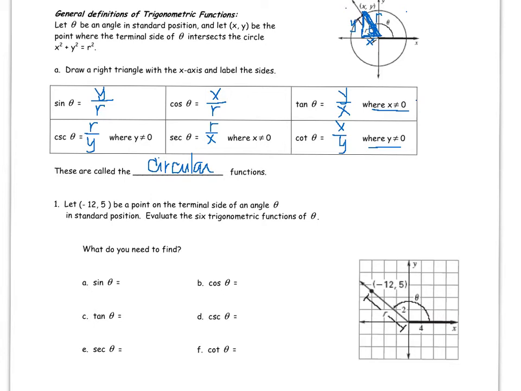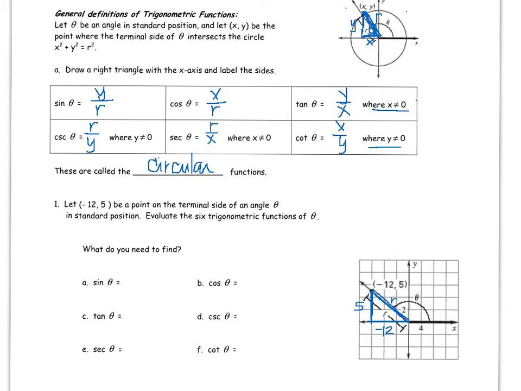Here's what we're going to say. Let me give you a point, negative 12, 5. And what I'm going to do is plot that point, and then what I'm going to do is draw my triangle. So I have this length, and I have this length, and then I have my hypotenuse, right? The hypotenuse is what we always call r, but now let's label my sides. To get to the point negative 12, 5, I go left, negative 12, and then I go up, positive 5.